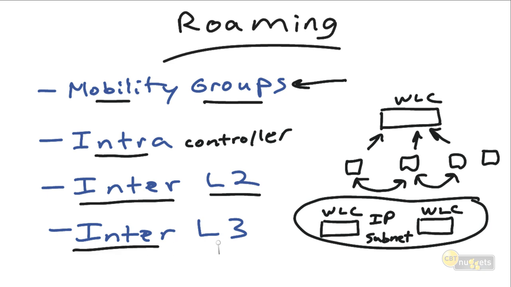Now, you have already guessed what inter-controller layer 3 roaming is all about. This is the most challenging to pull off. This is where the most number of things could go wrong. This is going between wireless LAN controllers that are in different IP subnets. Again, the most challenging design with the most areas of potential fault.